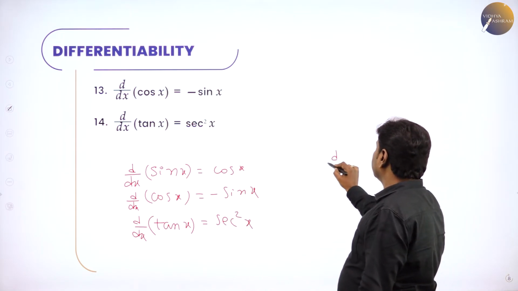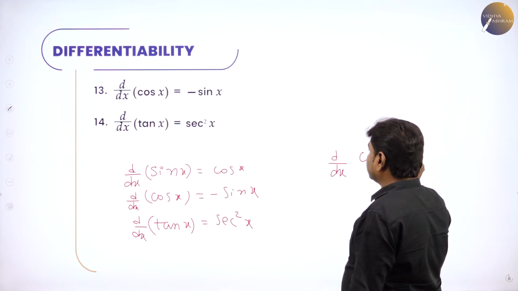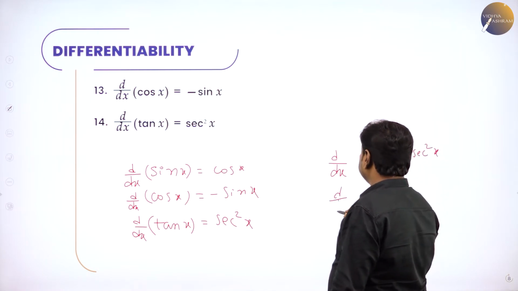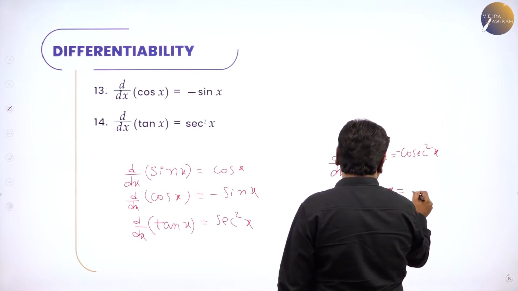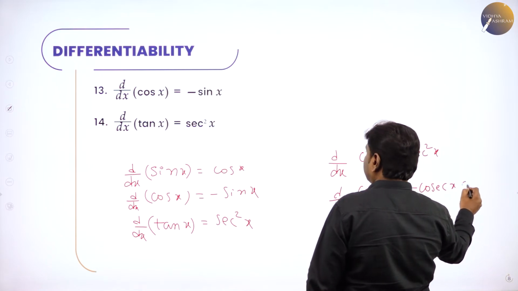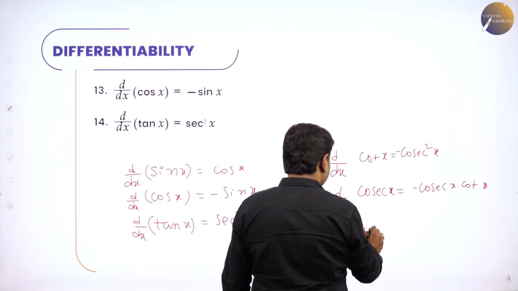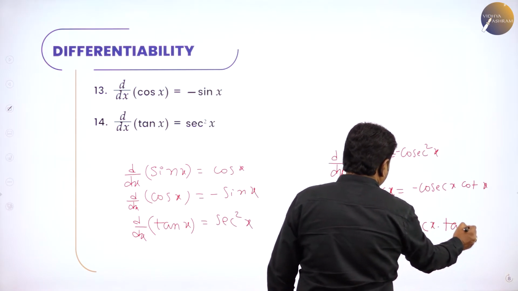Then the derivative of cot x is minus cosecant square x. The derivative of cosecant x is minus cosecant x into cot x. Then we have the derivative of secant x, which is secant x into tan x. So these are the basic formulas.